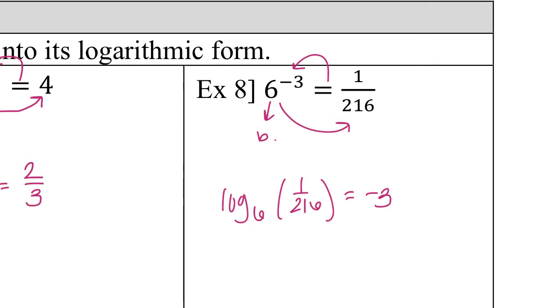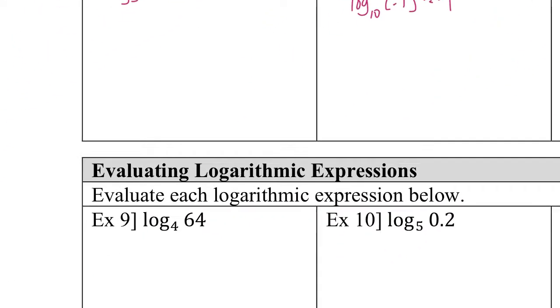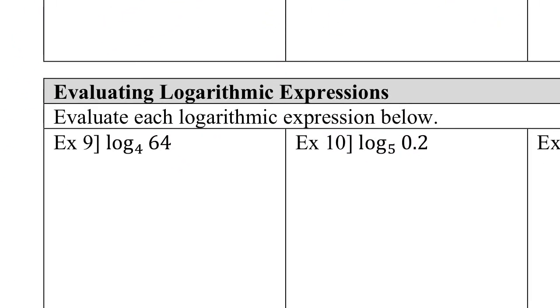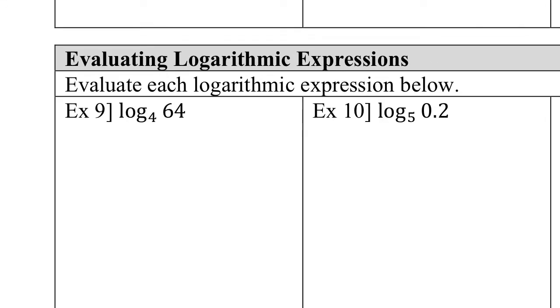So now let's talk about evaluating these logarithmic expressions. Evaluate each logarithmic expression below. I'm basically trying to figure out the number that this is going to equal. So log base 4 of 64, what does that equal? I don't know about you, but I think better in exponentials. Logs are very abstract for most people. So I'm going to make this into a little equation. Since I don't know what this equals, I'm going to put an x there. Now that I have a little equation, I'm going to change this into its exponential form.